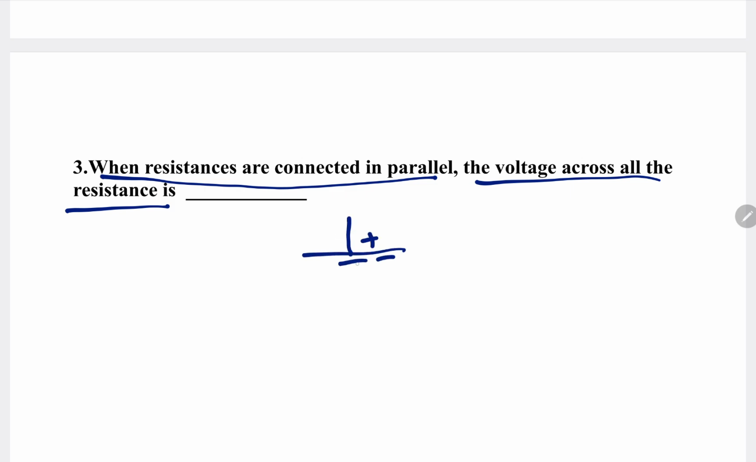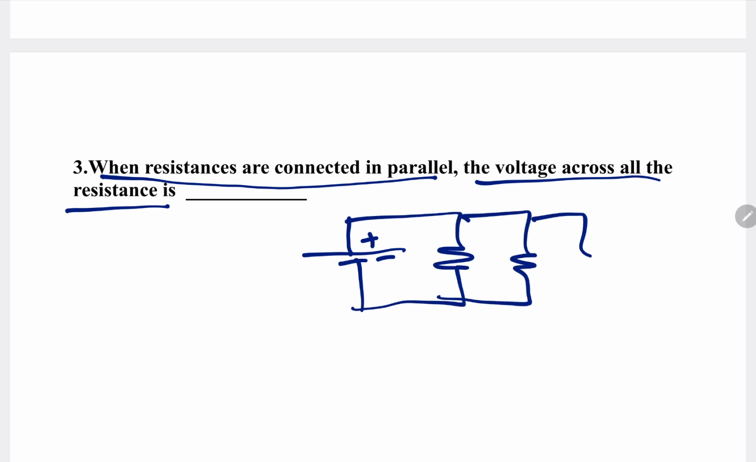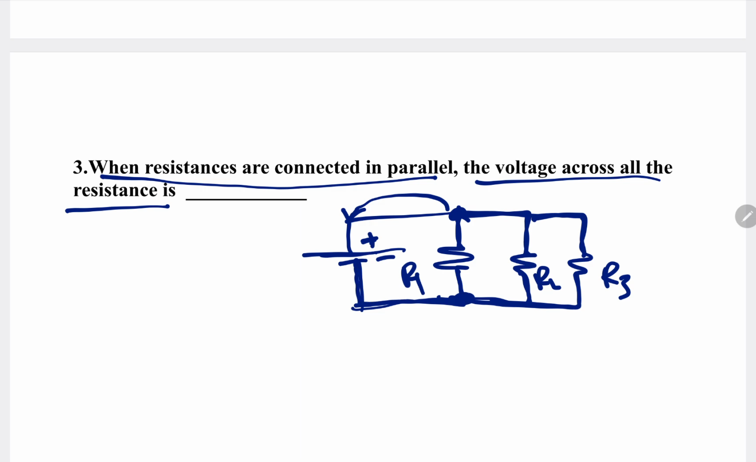Let us say this is a battery and here three resistors are connected, R1, R2, R3. R1 first end, R2 first end and R3 first end, all the three first ends are connected to the battery's positive terminal. R1 second end, R2 second end, R3 second end, all the three resistors' second ends are connected to the battery's negative terminal. So three resistors' first ends are at one common point, and second ends at another common point. This connection is known as parallel connection.